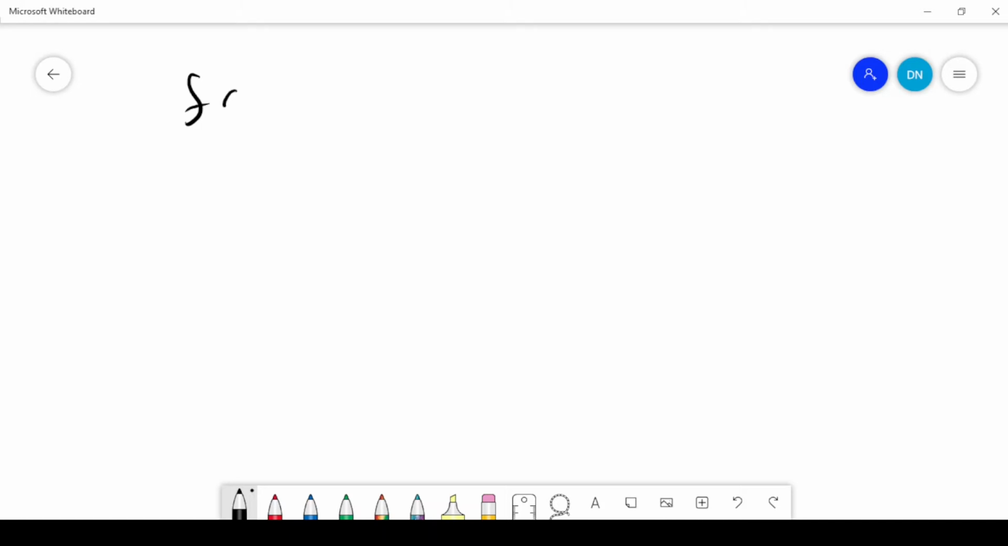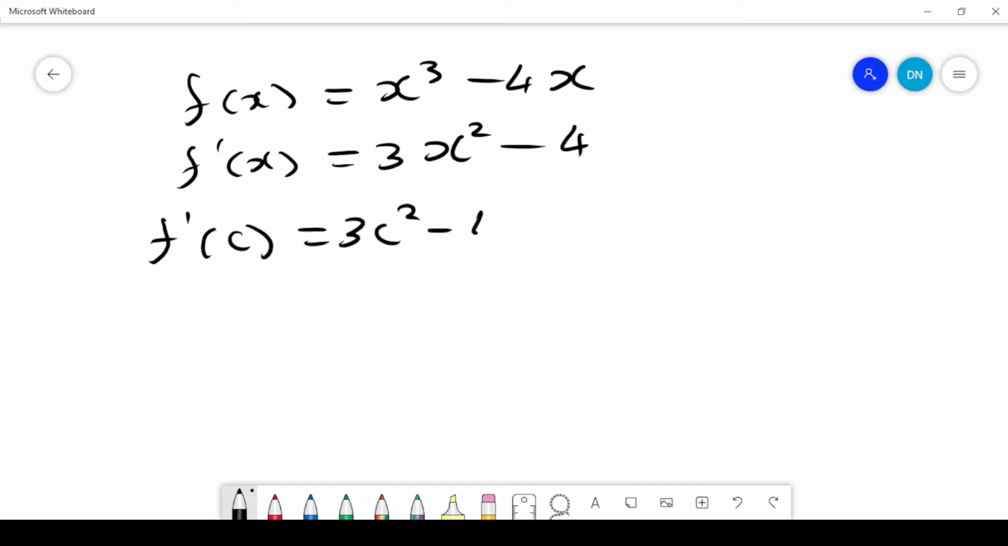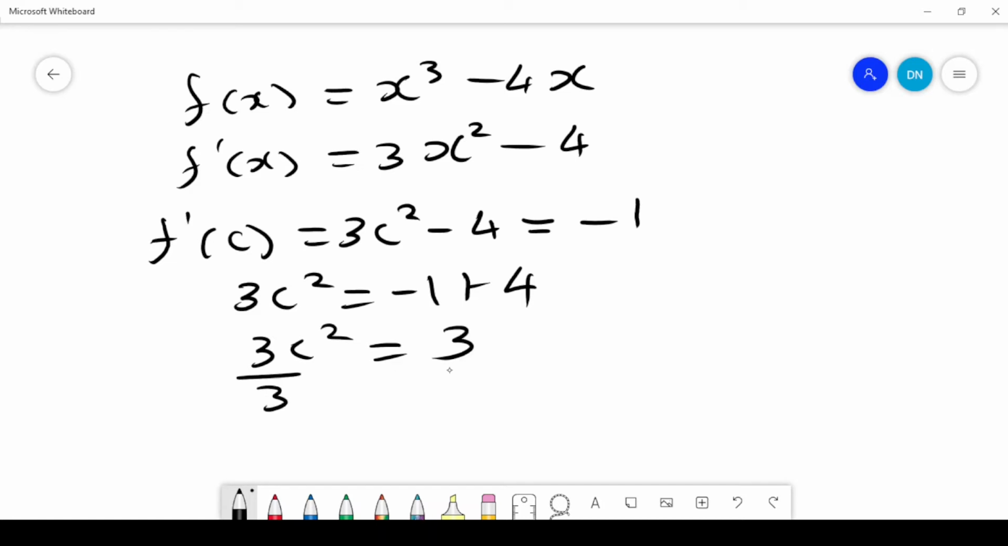f of x is equal to x cubed minus 4x, and therefore f prime of x should give us 3x squared minus 4. And given our f prime of c will be 3c squared minus 4, and that will be equal to -1. And this implies that 3c squared is equal to -1 plus 4, and 3c squared is equal to 3. Dividing through by 3, this implies that c squared is equal to 1, and c is equal to plus or minus 1.